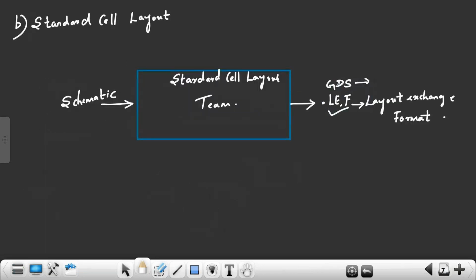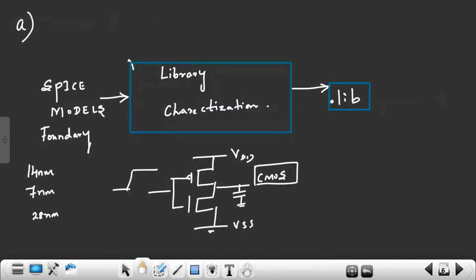GDS is not a human readable format. It is in a binary format, a compiled form. Only the foundry can understand it. No individual can read GDS. Only tools and algorithms can read GDS. But LEF and dot lib are in human readable form. We can understand them. Anyhow, we are going to show all the files when the course begins.